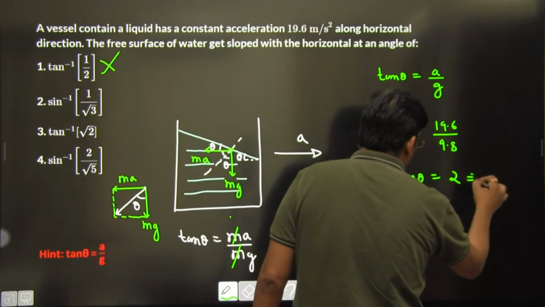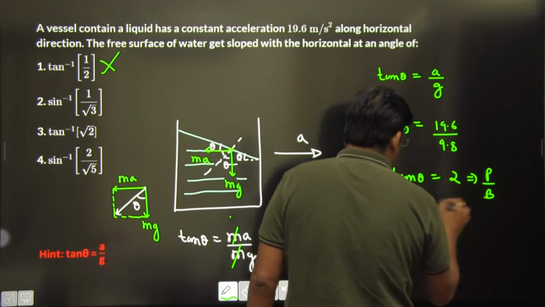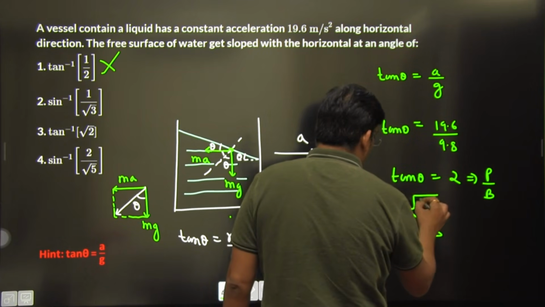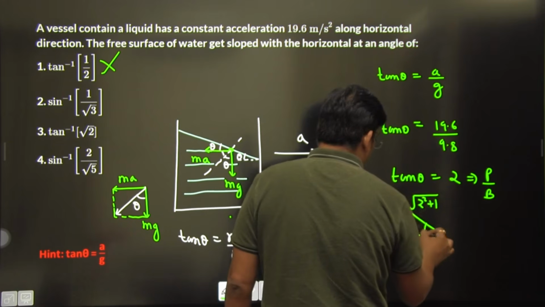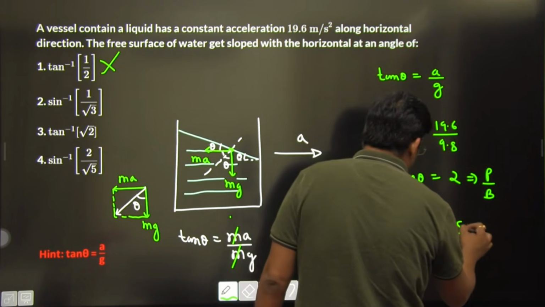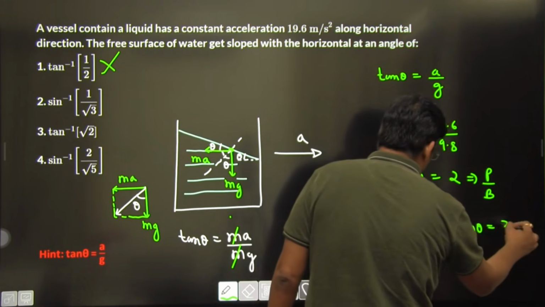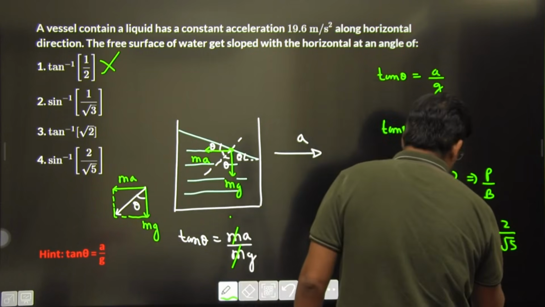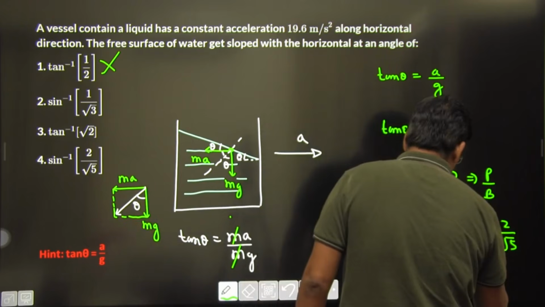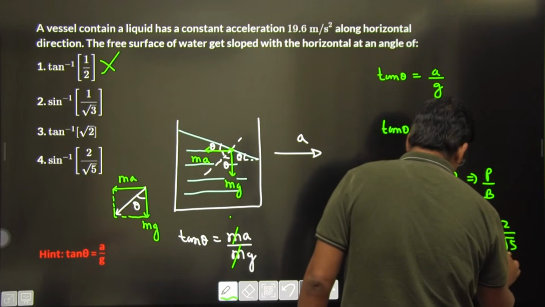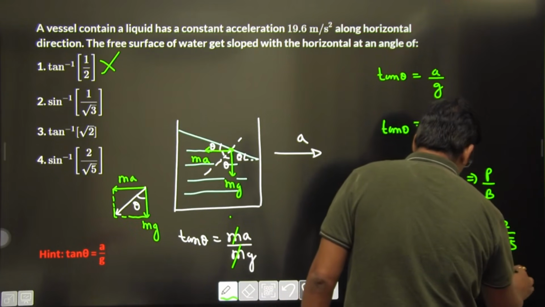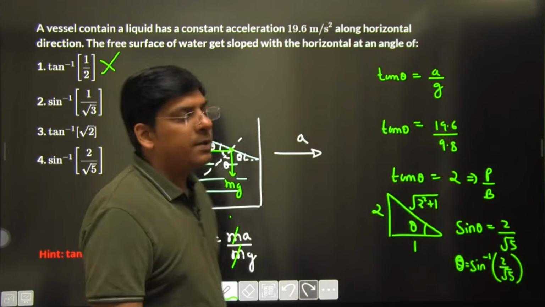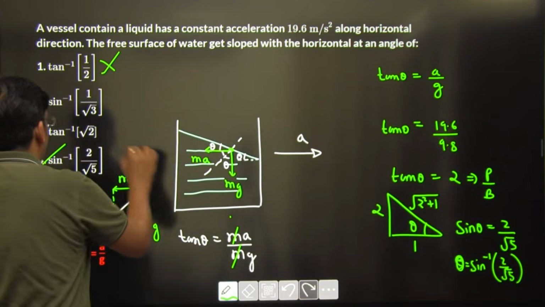Tan theta equals perpendicular by base, dear students. So I'll assume this perpendicular to be 2, base to be 1, and hypotenuse would be root of 2 square plus 1 square, which is root 5. This is theta. So I can get sine theta as perpendicular divided by hypotenuse. So clearly we got the answer: theta is equal to sine inverse 2 by root 5. It was an easy question, dear students, with very good options. So option 4 is going to be the right answer for us.